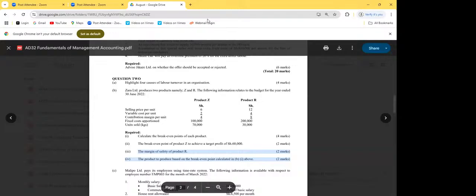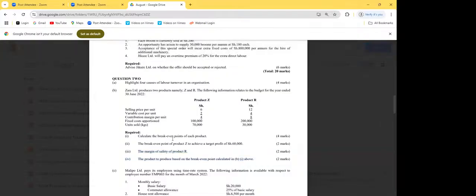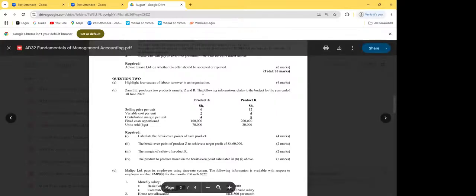So that is it. We can now move to CPA, August 2024, question number 1B. Yes, there are two products, but if you look at the nature of the question, the break-even point for product, they are now separating these products, not both. So you deal with each product on its own.